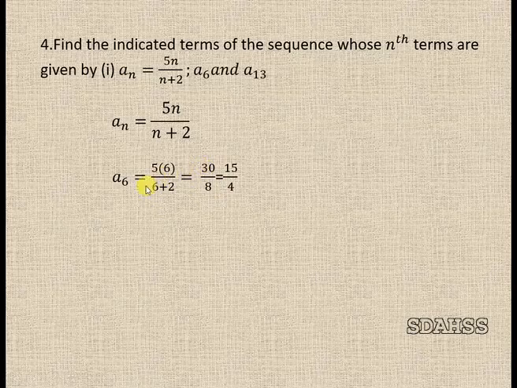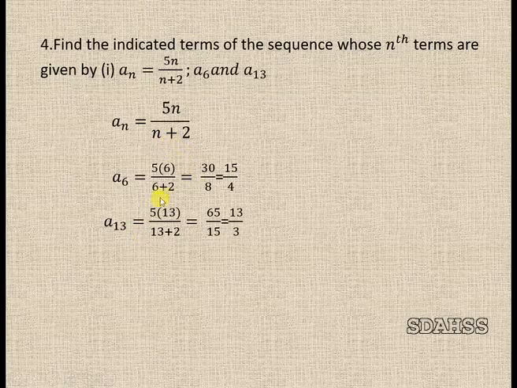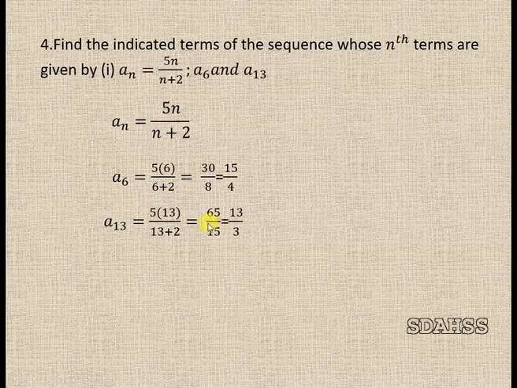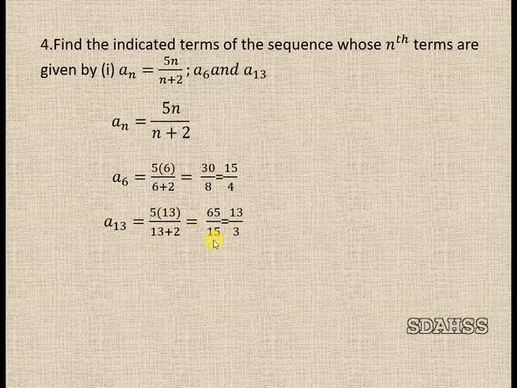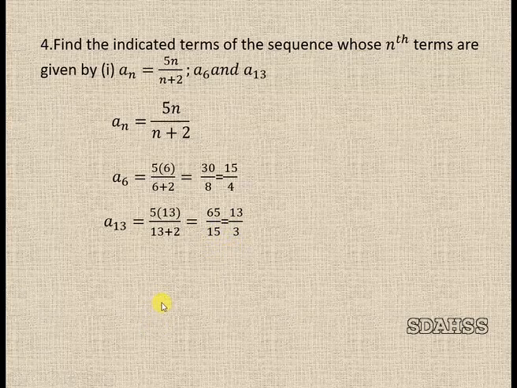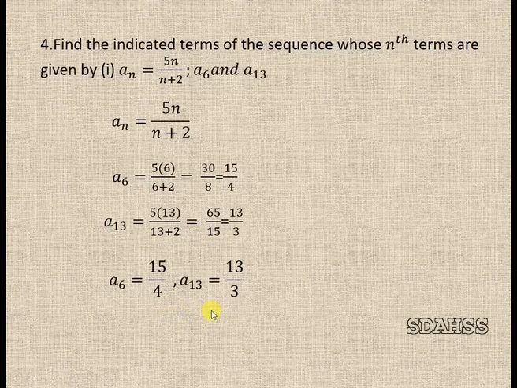Now you substitute n is equal to 13 in the given nth term. So you have a_13 is equal to 5 into 13 divided by 13 plus 2, which is equal to 5 into 13, 65, divided by 13 plus 2, 15. Cancel the numerator and denominator by 5 tables, so you have 13 by 3. So a_6 is equal to 15 by 4, comma a_13 is equal to 13 by 3.